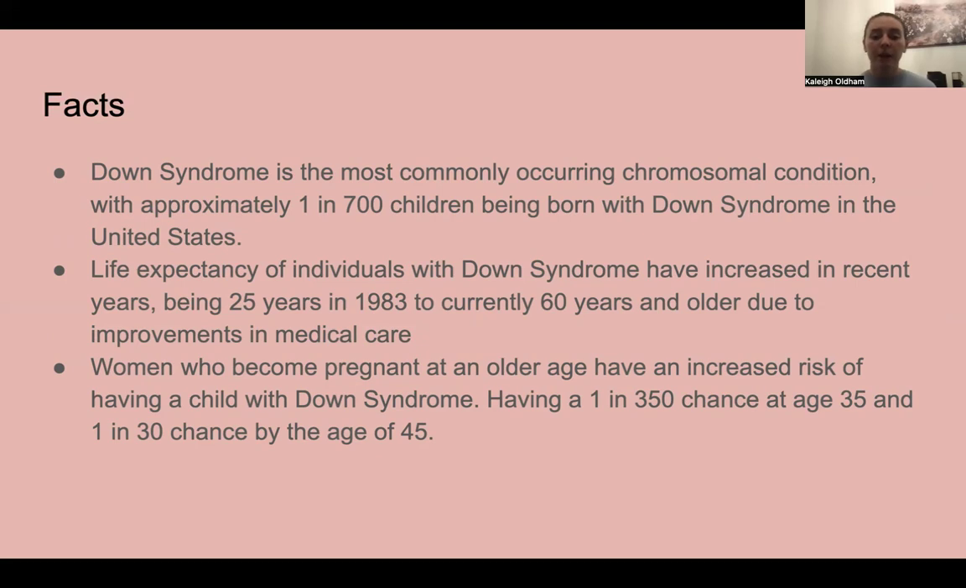And women who become pregnant at an older age have an increased risk of having a child with Down syndrome, having a 1 in 350 chance at the age of 35 and a 1 in 30 chance by the age of 45.